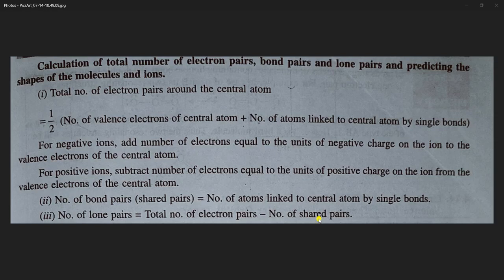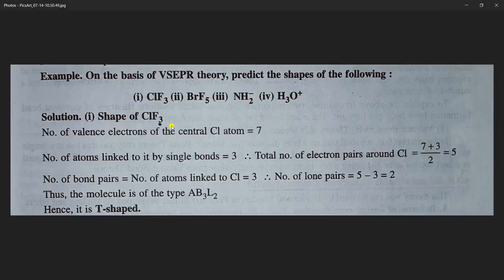Now we will solve some questions. The question is, on the basis of VSEPR theory, predict the shapes of the following. First one is ClF3. This is the molecule ClF3, and you have to tell how many electron pairs, how many bond pairs and how many lone pairs are present. By knowing this information, you can easily tell the shape.